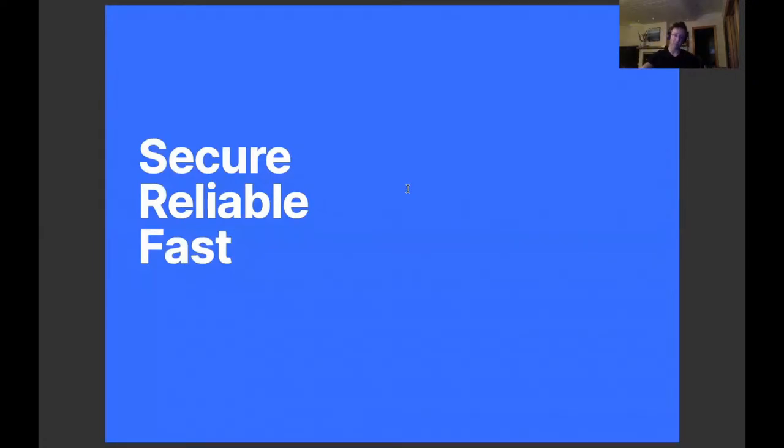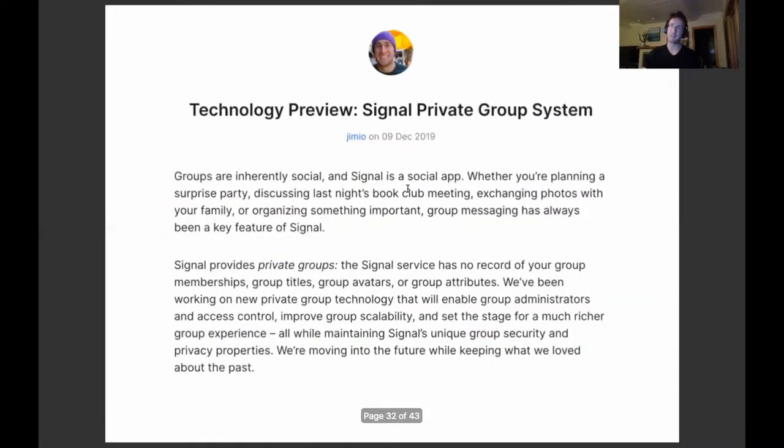So I run engineering here. I've got probably three words I'll use to describe the way that we envision our development here. They're secure, reliable, and fast. And to speak towards a thing we did, started about a year back and are close to deploying to production at the moment now, is our Signal private group system.